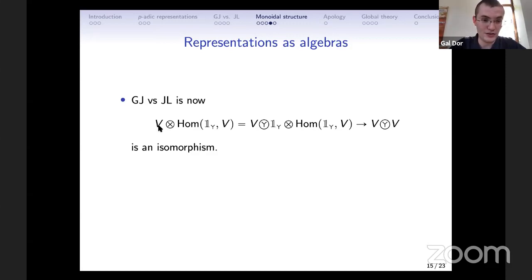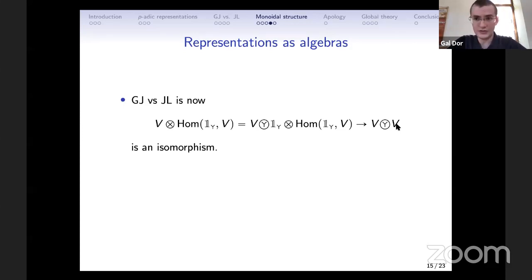If you have the tensor product of V with the space of maps from 1 to V, this is just isomorphic to V times 1 times this space of maps. And this has a canonical pairing into V times V. This happens in all symmetric monoidal categories. You always have this map.